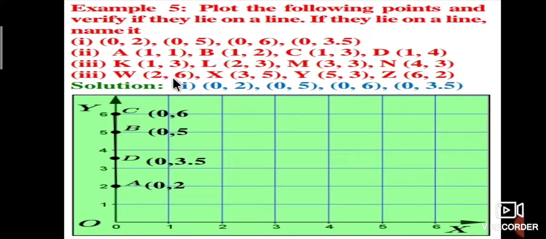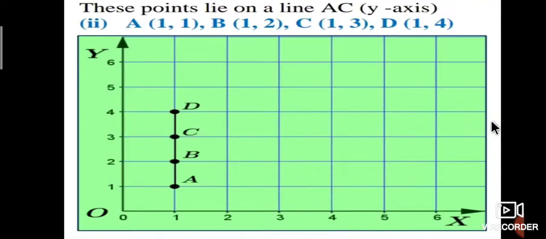Next one is W of 2 comma 6, X of 3 comma 5, Y of 5 comma 3 and Z of 6 comma 2, like that. Okay, in this solution 0 comma 2, 0 comma 5, 0 comma 6 and 0 comma 3.5, etc. You have to observe that one. This is 0 comma 6. Next one is 0 comma 5, next is 0 comma 3.5, next is 0 comma 2, etc. These points lie on the line AC along the y-axis. Second one is A of 1 comma 1, B of 1 comma 2, C of 1 comma 3, D of 1 comma 4.